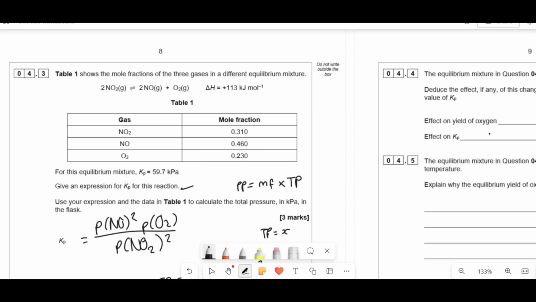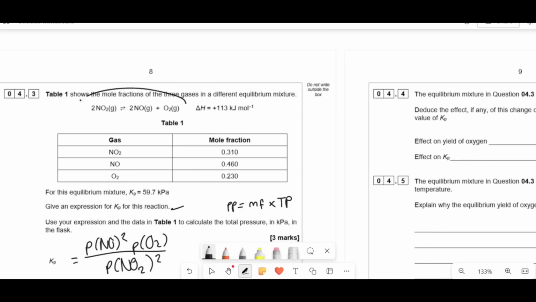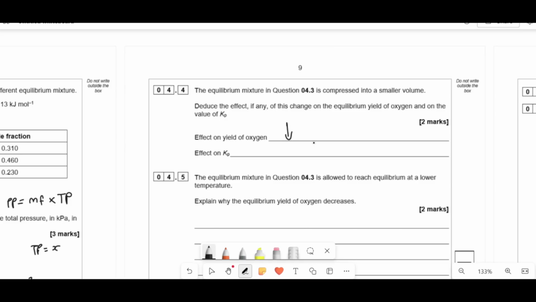So here, the question is saying that we've made it into a smaller volume. So we have increased the pressure. If I increase the pressure, the equilibrium will try to shift in whichever way it can to decrease it. Okay? So if I want to decrease the pressure, I need to look at this and think, how do I decrease the pressure? Well, there are fewer moles on this side, and there are more on that side. So in order to decrease the pressure, we'll move towards the side with fewer moles. So then the yield of the O2 will fall. So that decreases.